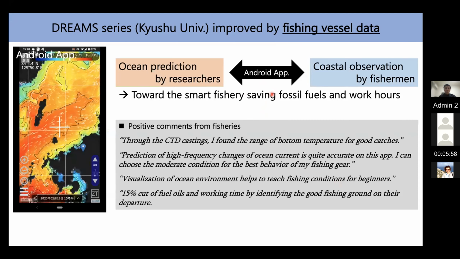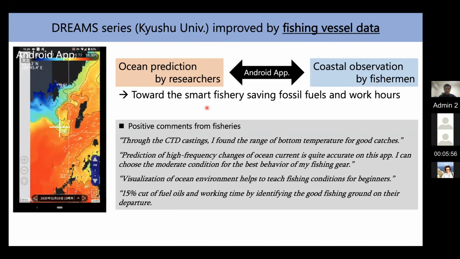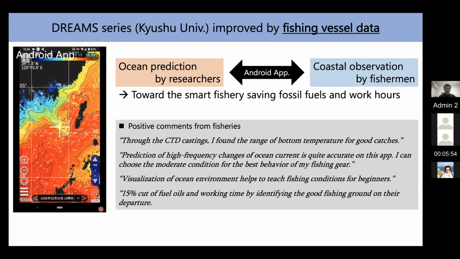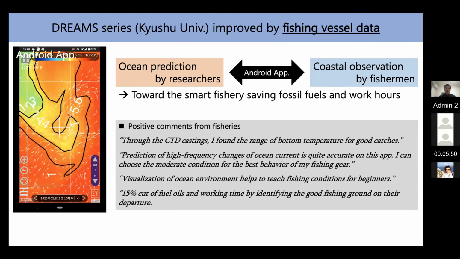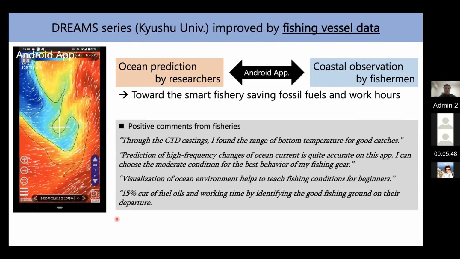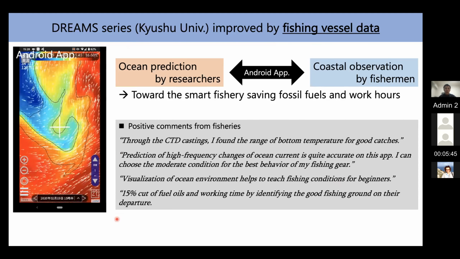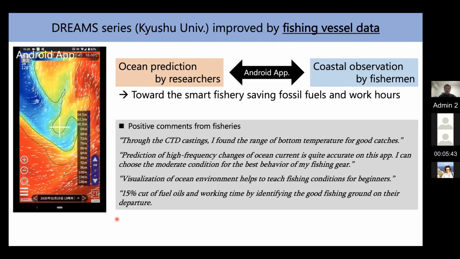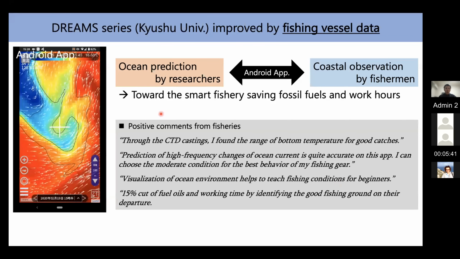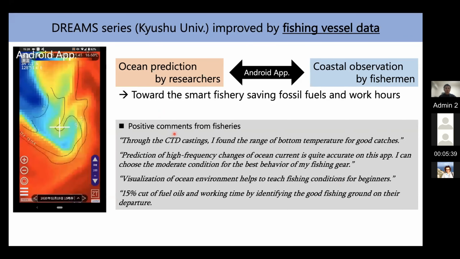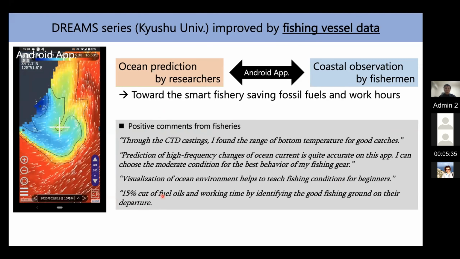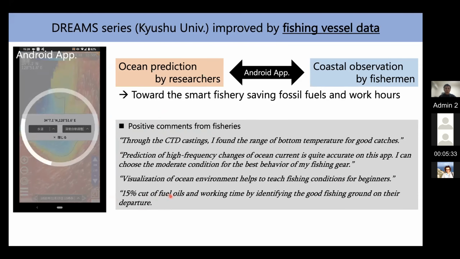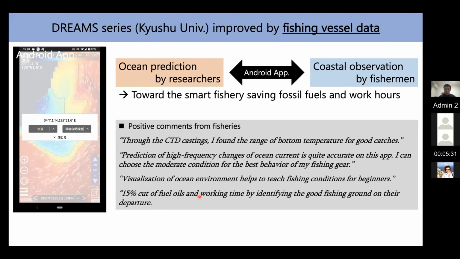So this prediction information is provided through this Android application. This means that this Android application connects the researchers and the fishermen. Actually, the DREAMS team received positive comments from the fishermen. Actually, a 50% saving of fossil fuels and work hours.